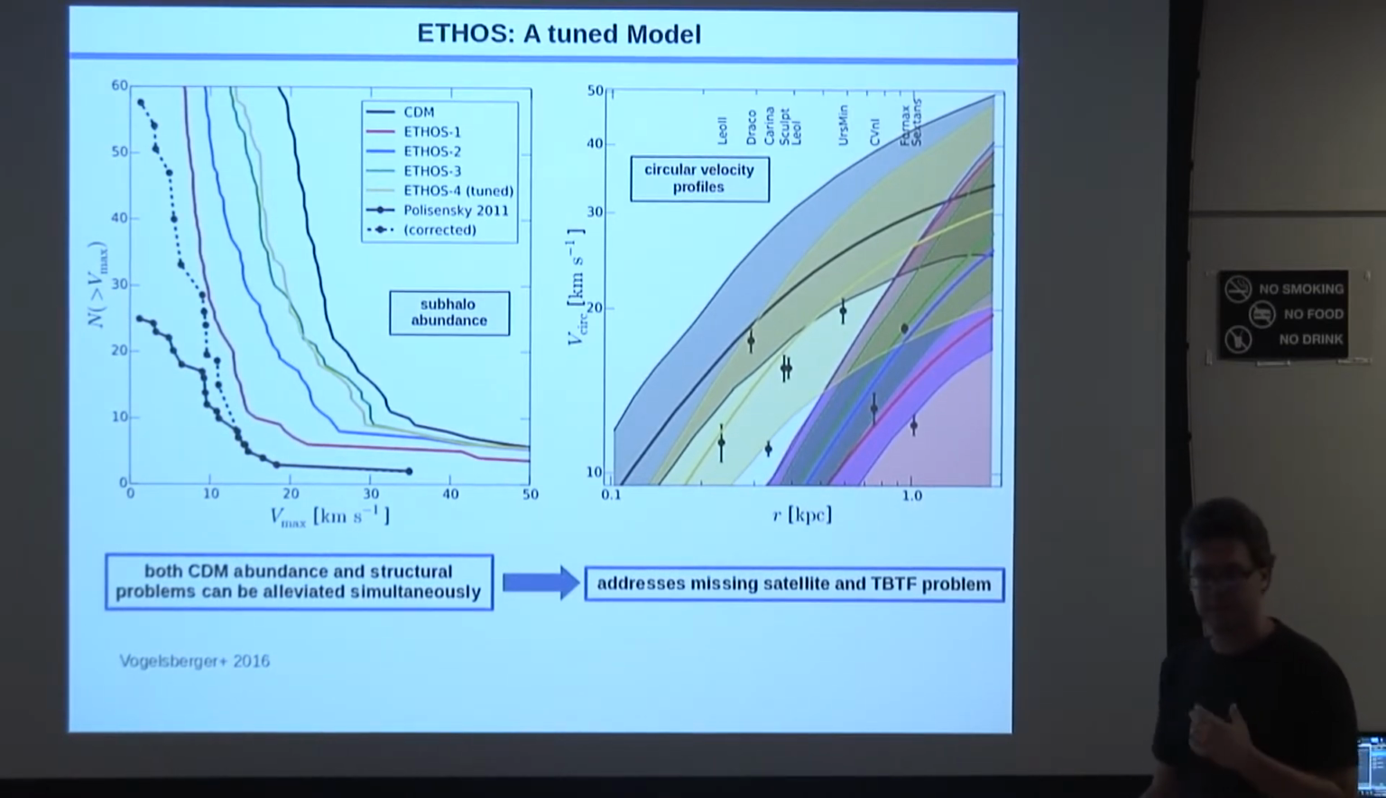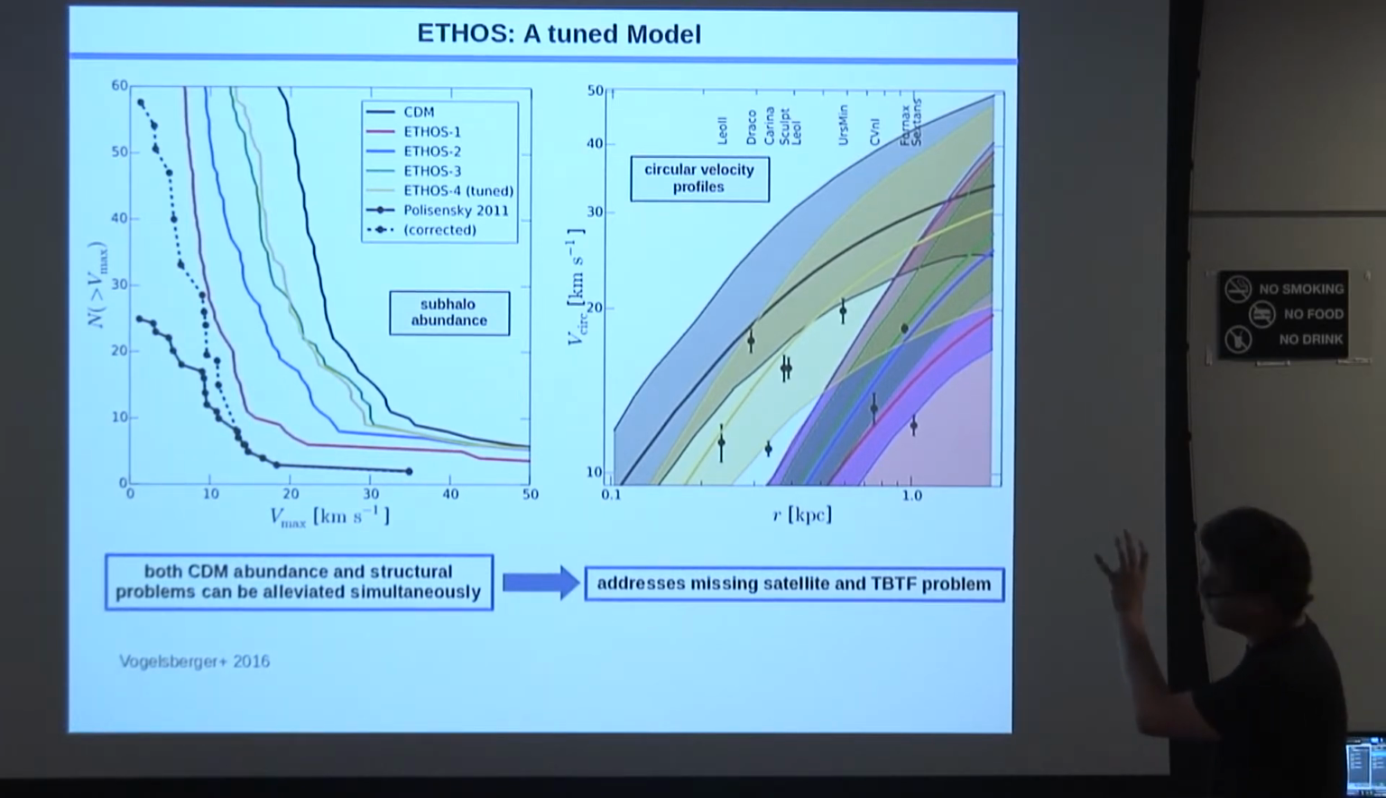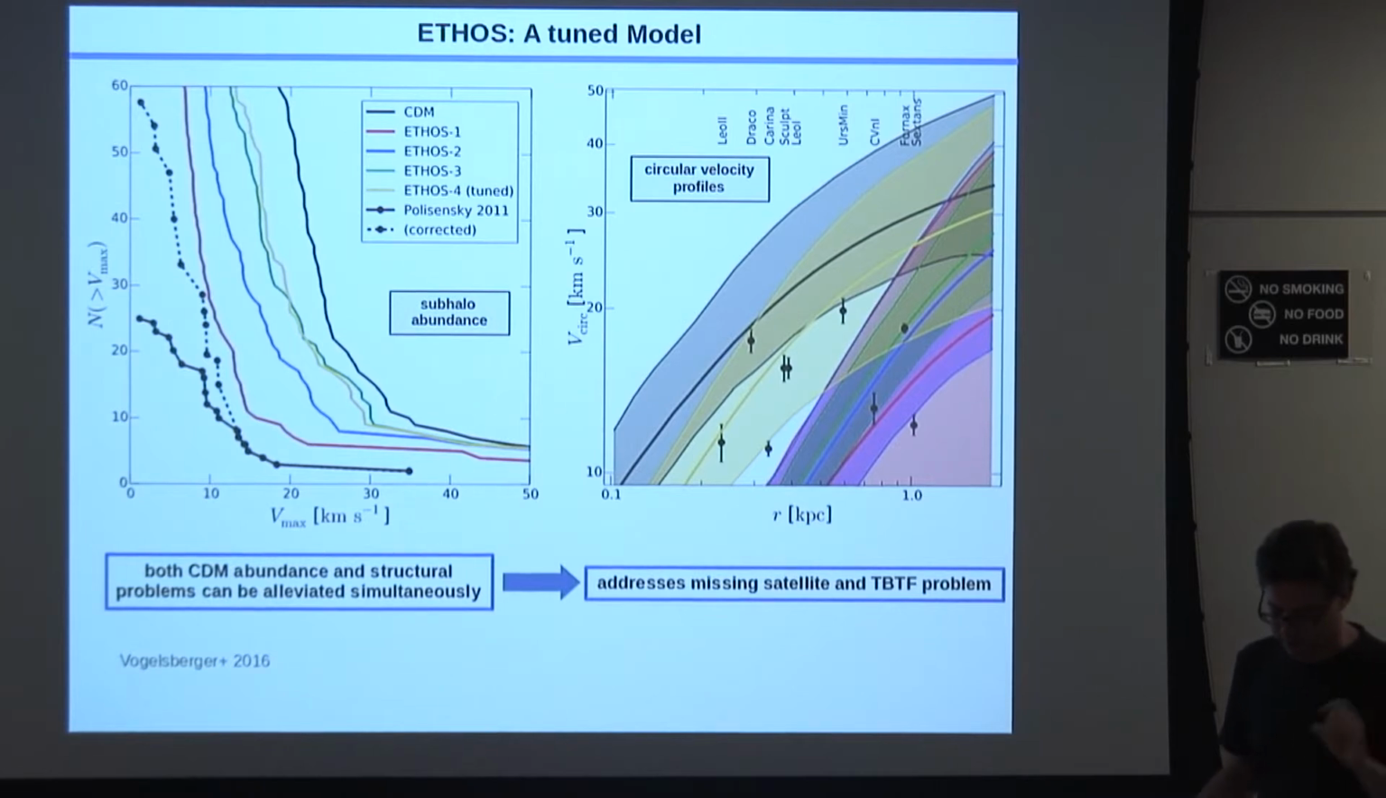So, in fact, it seems like if you really want to solve this problem, and maybe also other related small-scale problems, it's actually a very good idea to have a modification of the initial power spectrum to some degree, plus self-interactions, because the combined effect leads to a better agreement here.